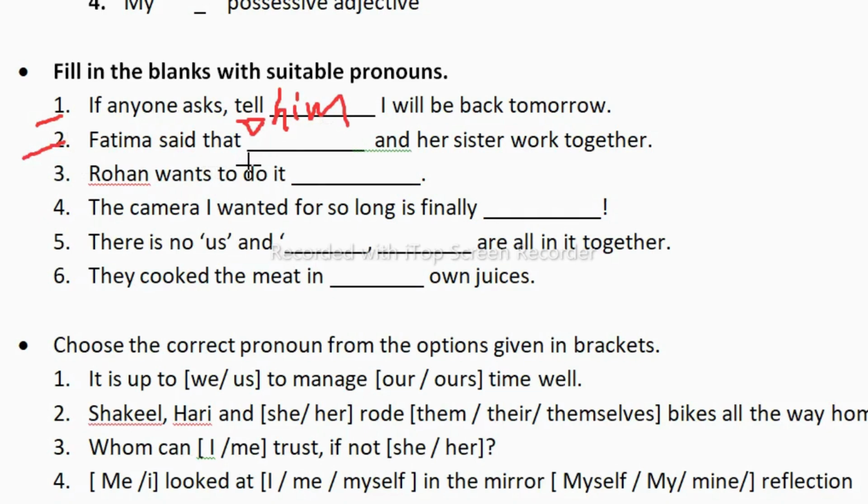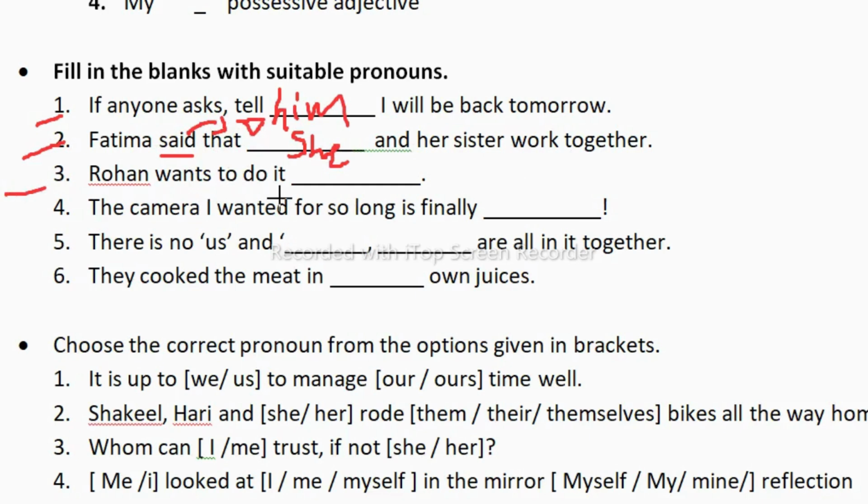Fatima said that dash and her sister walked together. So who? Fatima said that she and her sister, because that has already come. So this said is a verb and that is also a pronoun. So this is the object of this. Now again the sentence is starting from here: she and her sister walked together. Now let's move to the third one.